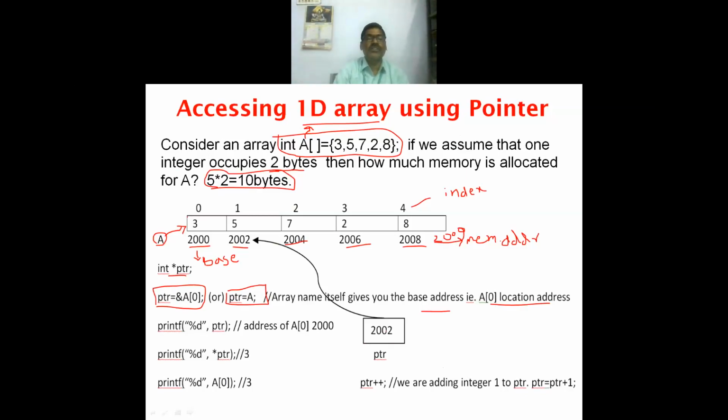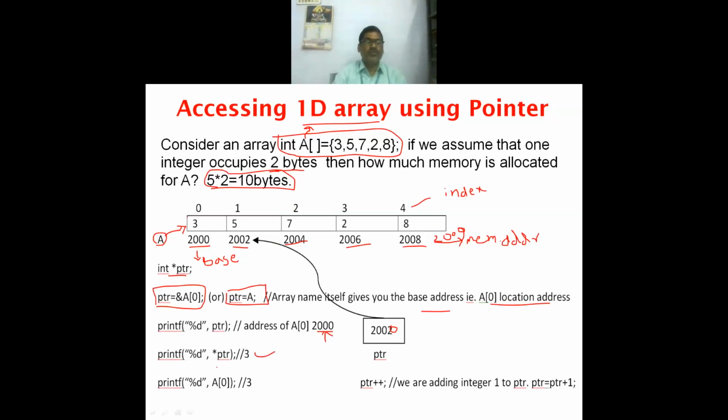So now ptr is storing the 2000 address, that is what it is initially pointing at. So if you see here printf percentage d ptr, the address of A of 0, which is 2000, is going to be printed. If you give printf percentage d star ptr, the value stored at 2000, which is equal to 3, so it is going to print 3.